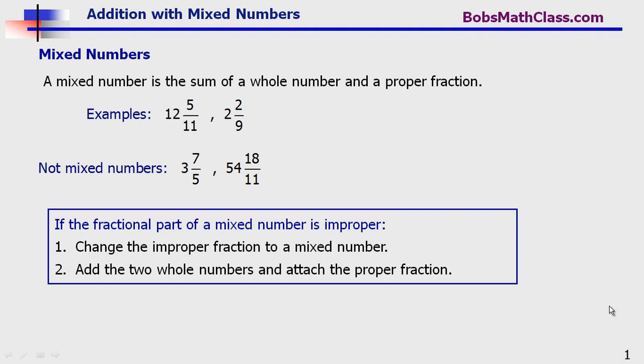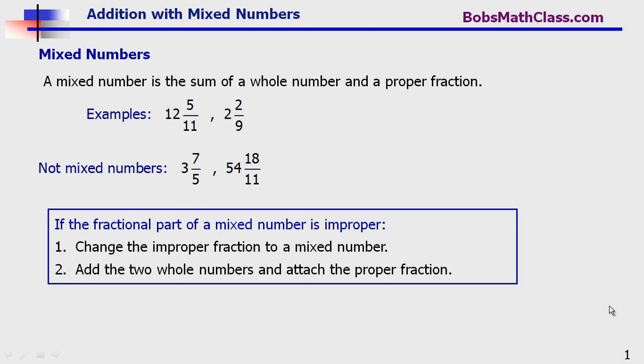So here are some examples of mixed numbers, 12 and 5/11. Notice that the top number, 5, is smaller than the bottom number, 11. Or 2 and 2/9. 2 is smaller than 9. But these are not mixed numbers. 3 and 7/5, because the 7 is greater than 5. So the top number cannot be larger than the bottom number. It looks like a mixed number, but it's not the proper form. It's not a mixed number.